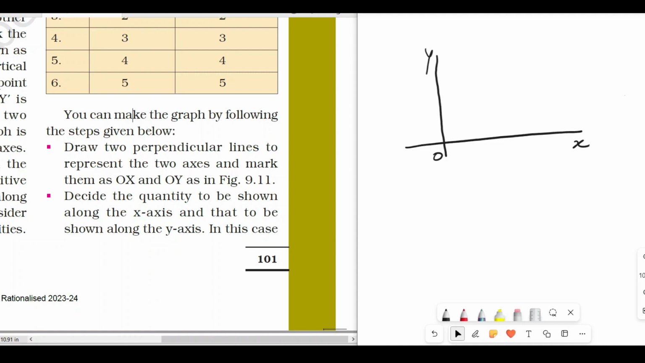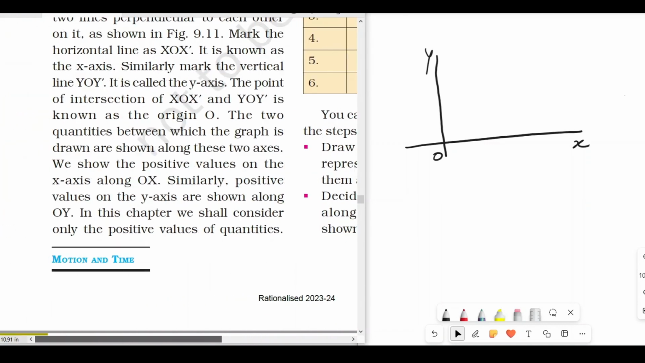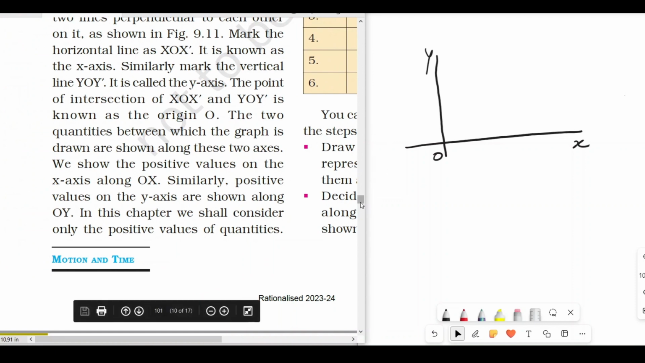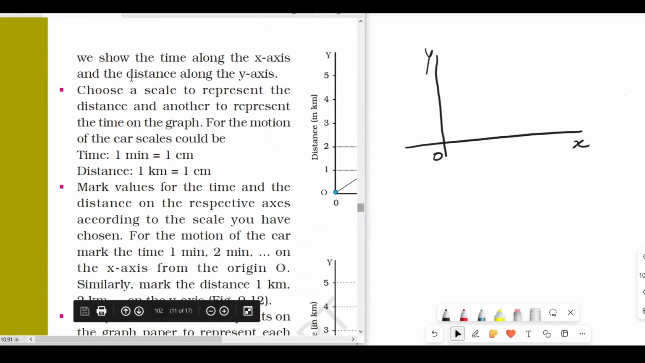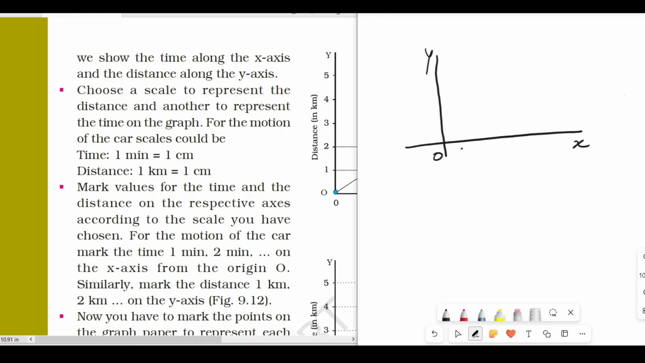Then what do we do? We decide the quantity to be shown along the x-axis and that to be shown along the y-axis. Okay, so we decide हमें x-axis में क्या दिखाना है and what do we have to show in y-axis. In this case, we show time along the x-axis and we show distance along the y-axis. तो यहाँ पे हम क्या करते हैं? x-axis के नीचे हम time दिखाते हैं और y-axis के नीचे हम distance दिखाते हैं. Okay, so y-axis is for distance and x-axis is for time.